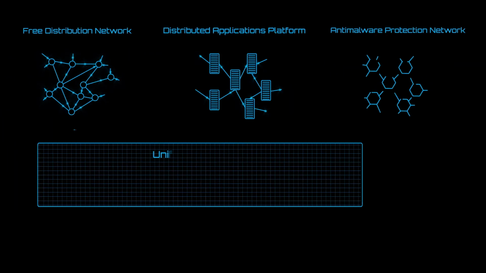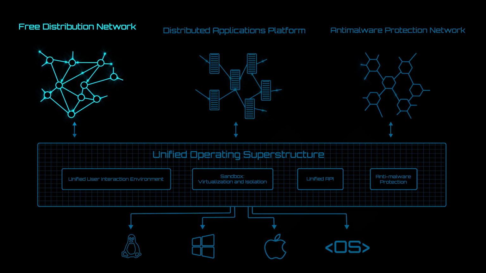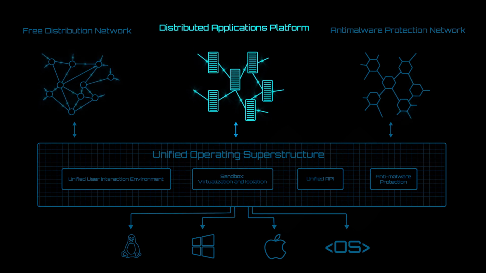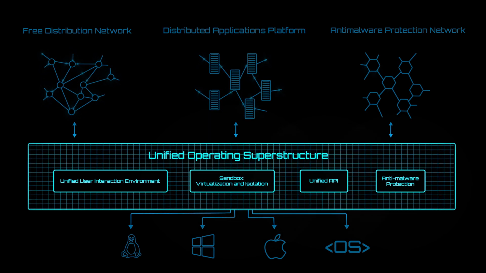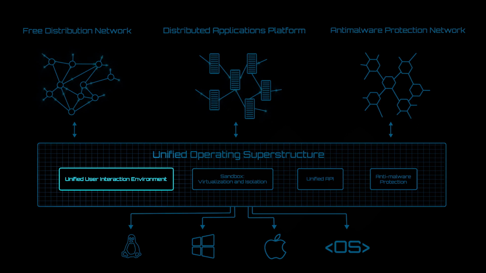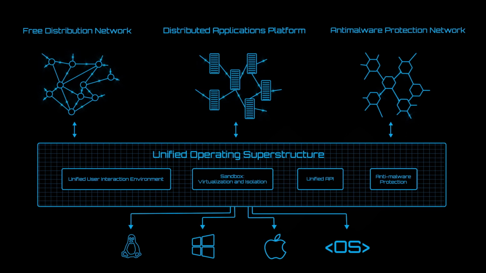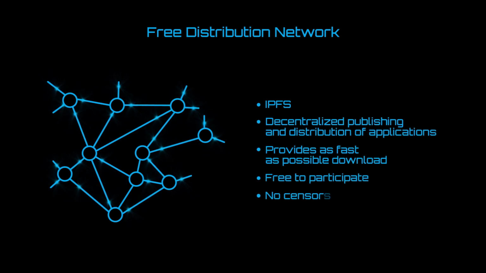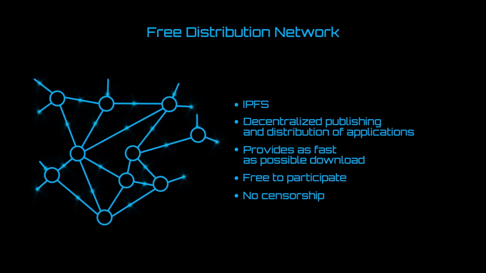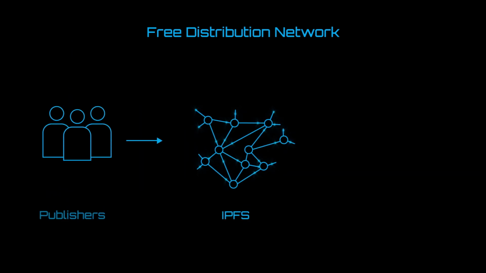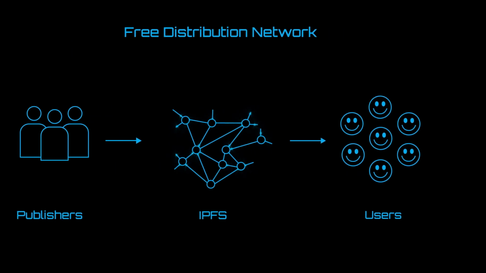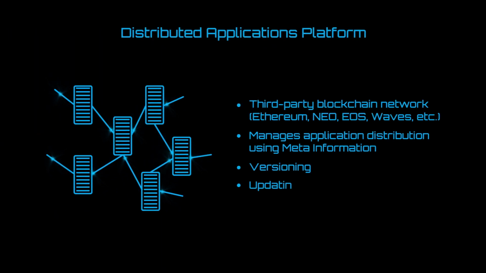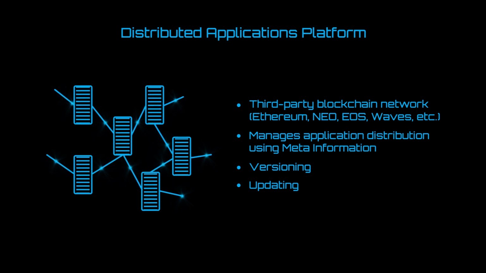The Ultranet consists of five major components: a free distribution network, an anti-malware protection network, a third-party distributed applications platform, a unified operating superstructure, and a unified user interaction environment. The free distribution network provides free and decentralized distribution of Ultranet applications and is implemented on top of IPFS Global Swarm. Distributed applications platform is a third-party smart contract platform used to manage application distribution.